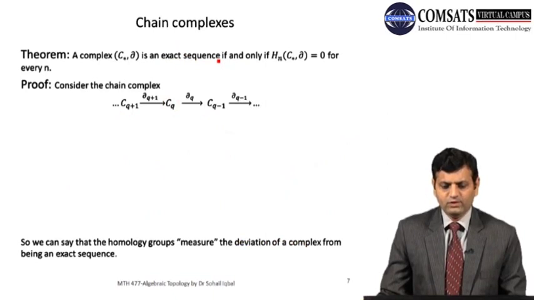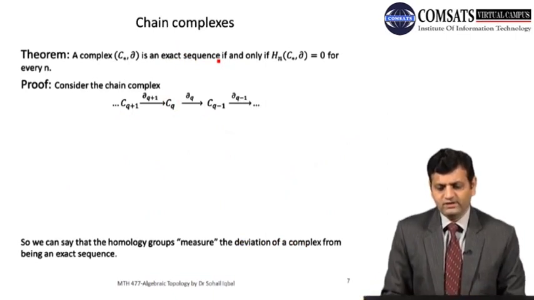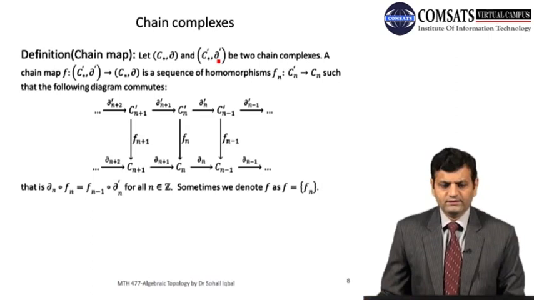So we can say that the homology group measures the deviation of a complex from being an exact sequence, because when the chain complex is exact, then the homology groups are 0. But in general, the homology groups for any chain complex are not 0. So basically it measures how different this chain complex is from being exact.